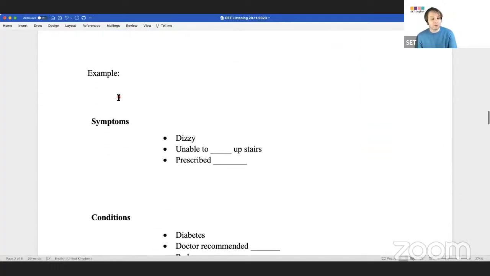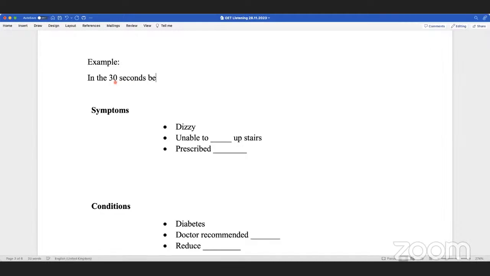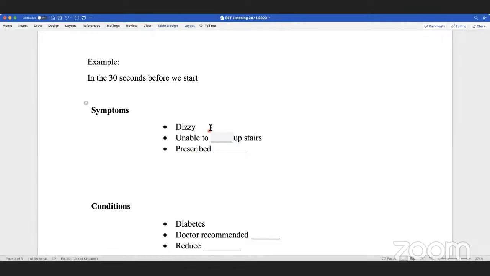Let's have an example, okay? So Adnan is saying that in the 30 seconds before we start, we can look at that and we can do something. What can we do here, guys? It's really not that hard. We can see the signposting before. Predict the category. Dizzy. We go for dizzy first.